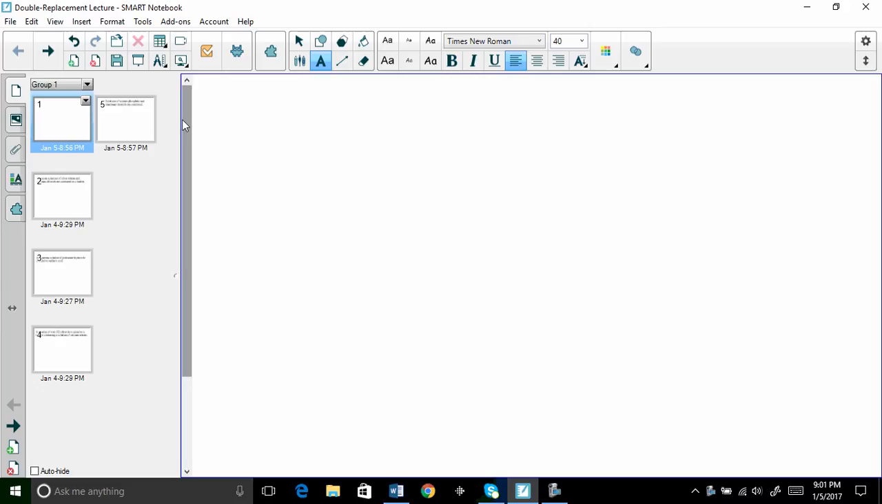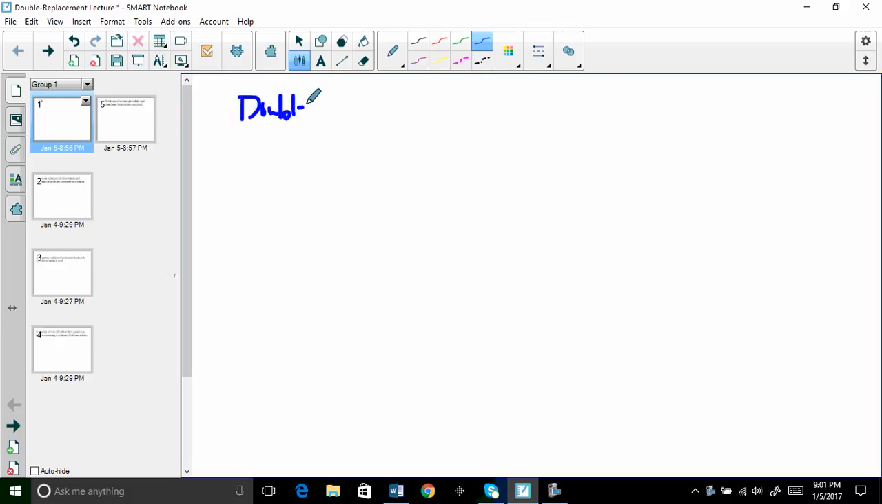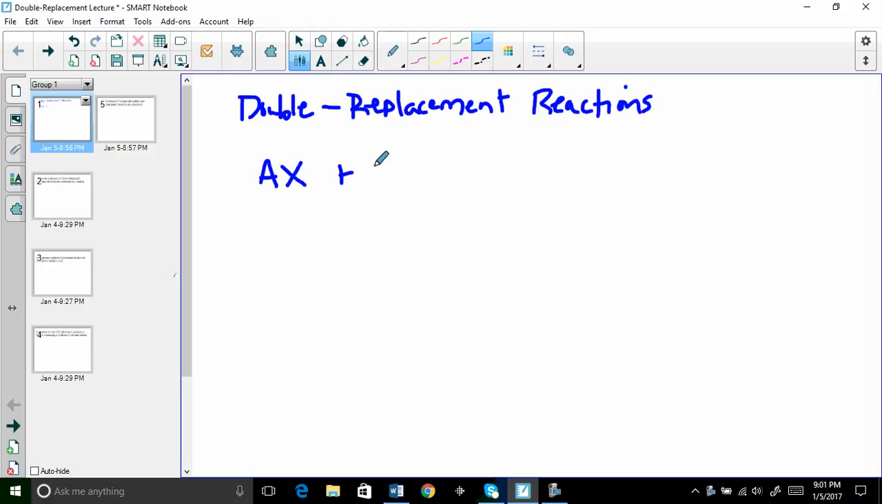Okay, today I'm going to lecture on the smartboard about double replacement. The first thing I need to tell you is that double replacement reactions, sorry, I don't write so good on this thing, have a pattern. Here is the general form: AX plus BY goes to AY plus BX. This is the general form.